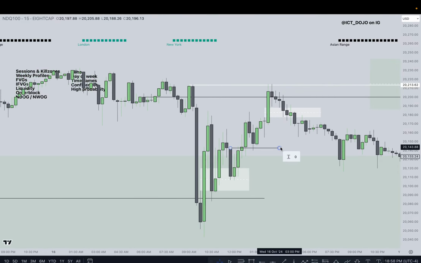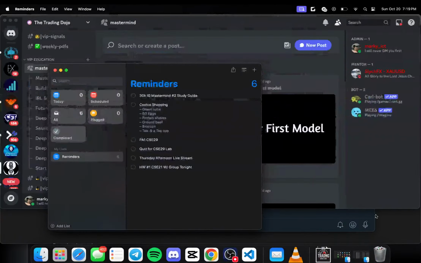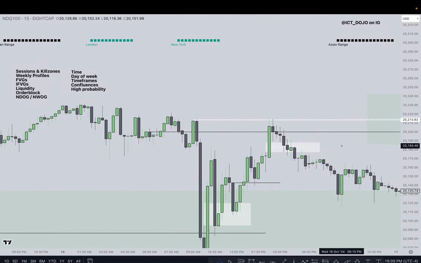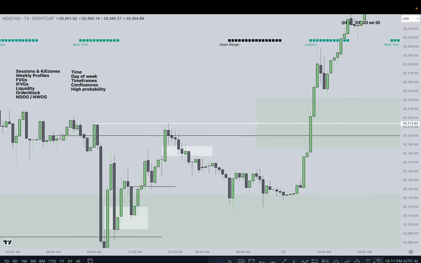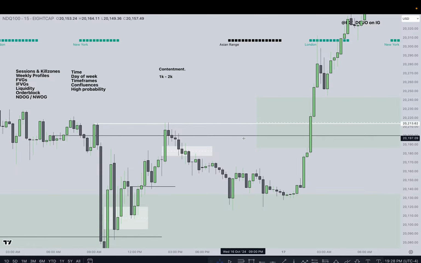And when we're talking about psychology, what you need to consider is contentment. Being content with how much you would make in a singular trade. So contentment, that's what your psychology is about. Like being happy with 1K or 2K in that live account. If you're able to be content with this, that's when you get out of your trade, right?